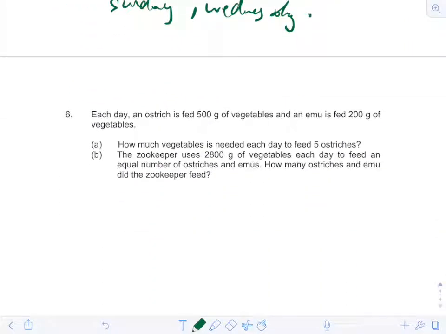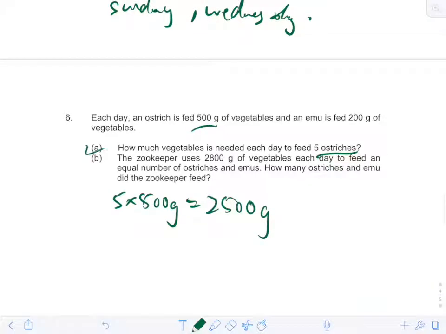Alright, so moving on to the last question in the worksheet now. Each day, an ostrich is fed 500 grams of vegetables, and an emu is fed 200 grams of vegetables. How much vegetables is needed each day to feed 5 ostriches? Okay, clear cut, ostrich is fed 500 grams. Just take 5 times 500 grams, equals 2500 grams. Okay, correct answer of A.